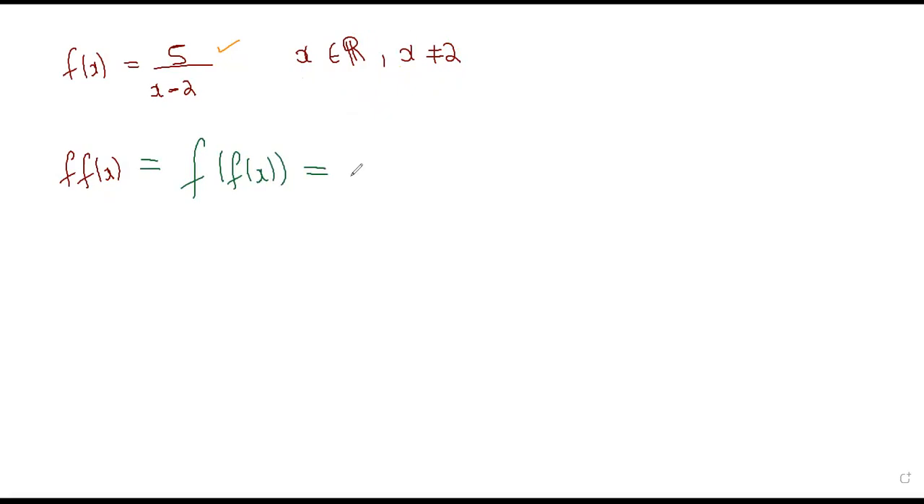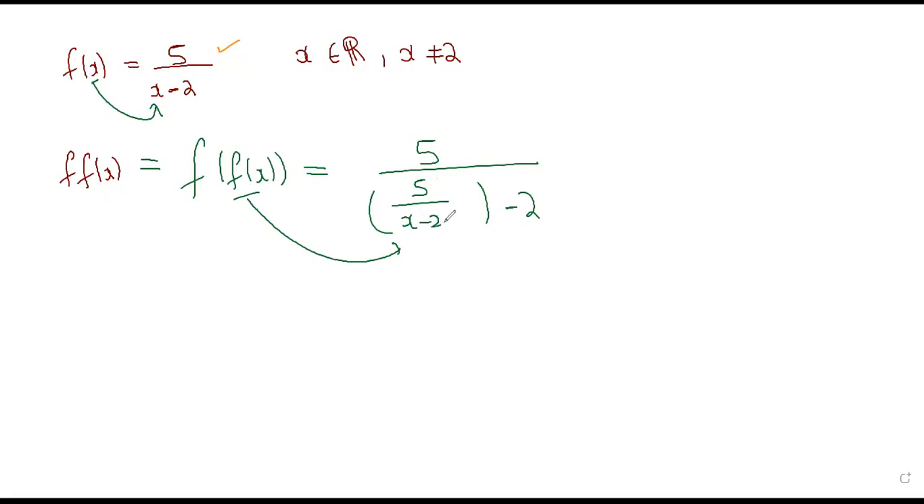Now, for this, here when I had x, I have plugged in x. So now I will be plugging in 5 divided by, I'll be leaving space, minus 2. And in this space, I need to write down the function f of x, that again is 5 divided by x minus 2. Okay. This is the question basically.